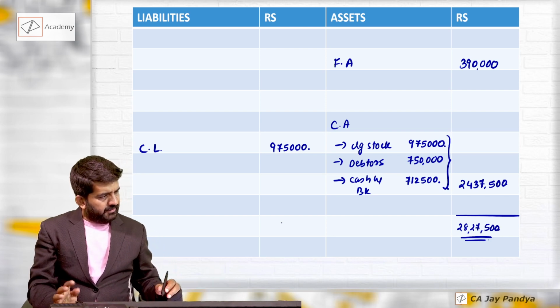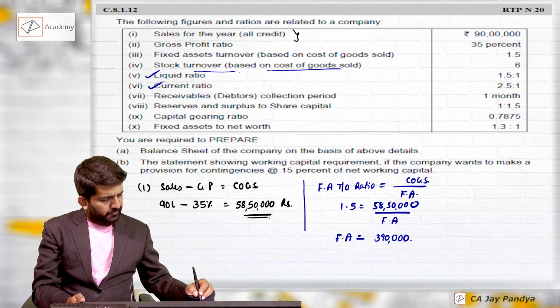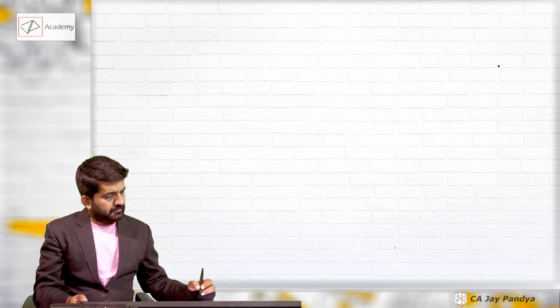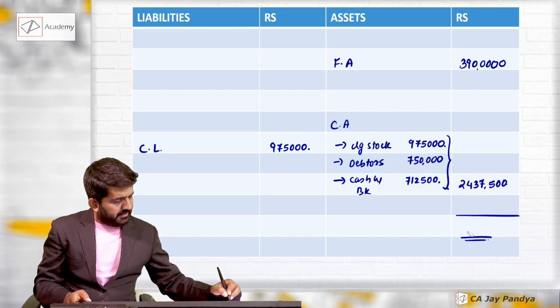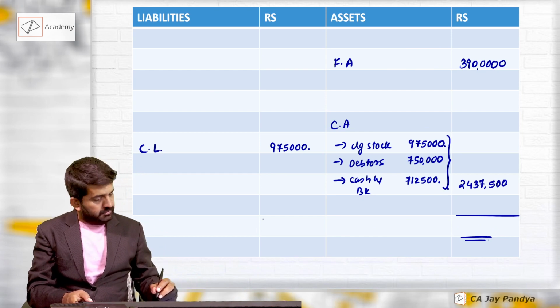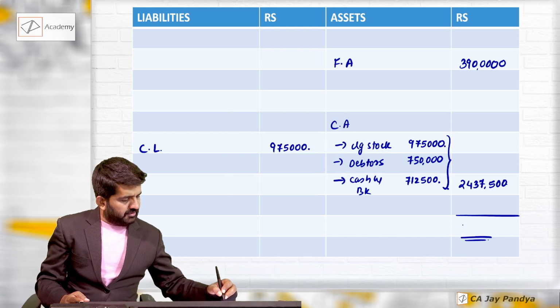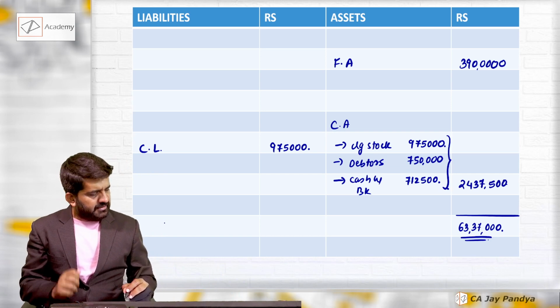Fixed asset figure is 3,90,000. No, 58,50,000 divided by 1.5 will be 39 lakhs. So fixed asset is 39 lakhs. Current assets are 24,37,000. 39 lakh plus 24,37,000. 63,37,000. Fixed asset plus current assets is the total.